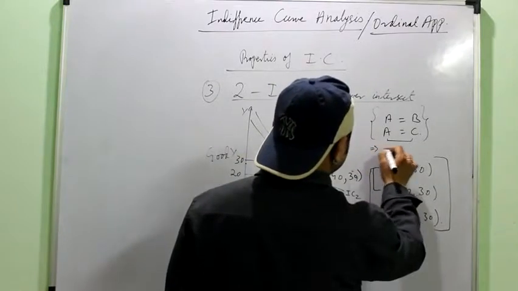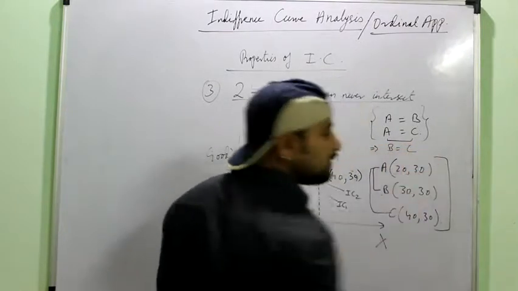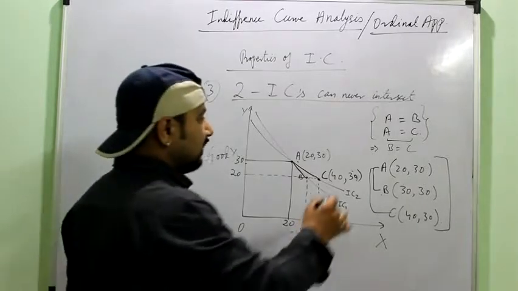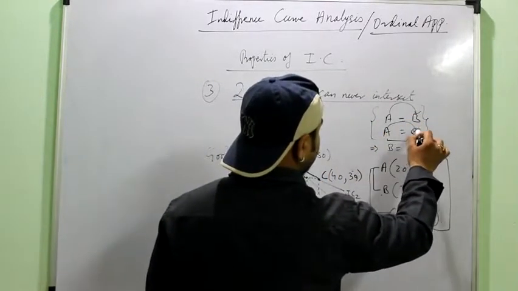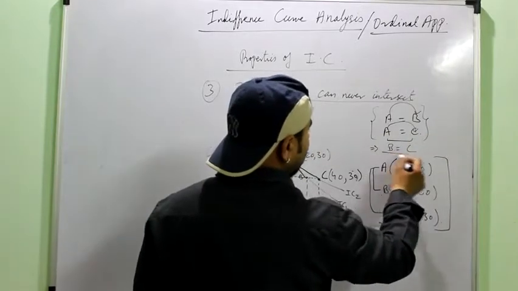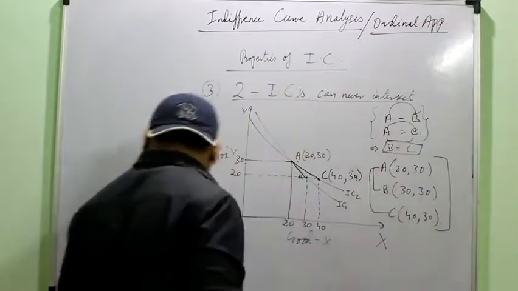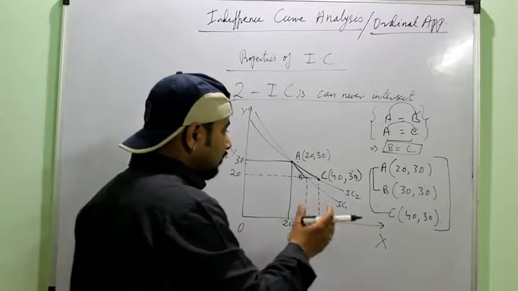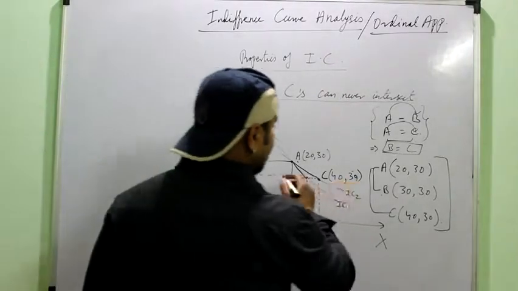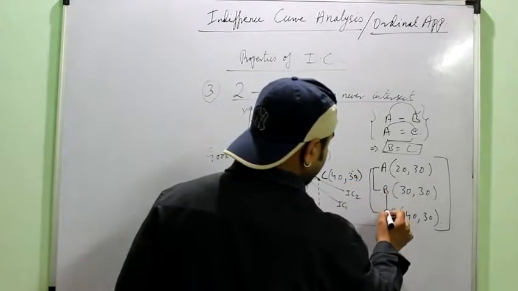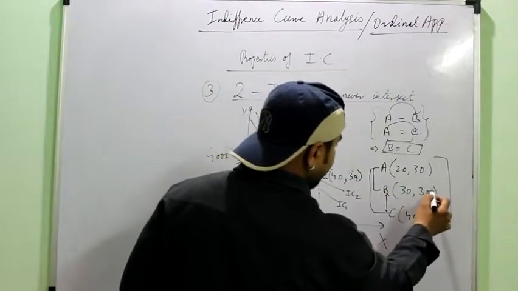So I get that B is also equal to C, right? It means satisfaction from A is equal to B, and satisfaction from A is also equal to C. Applying mathematical induction, B is equal to C. But now look at the monotonic preference. Compare B and C.